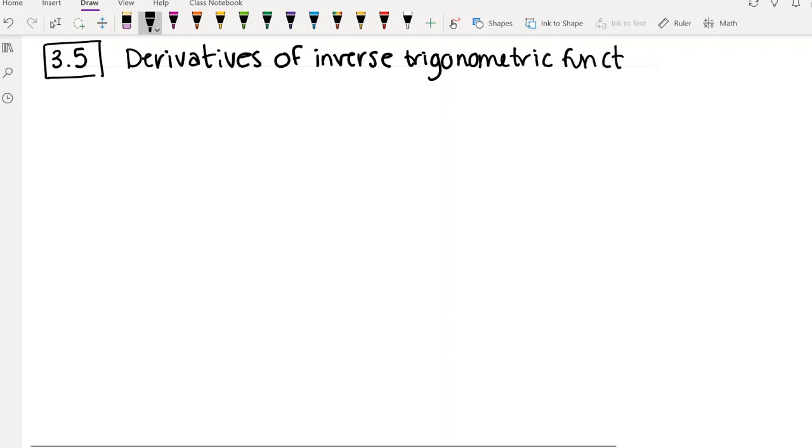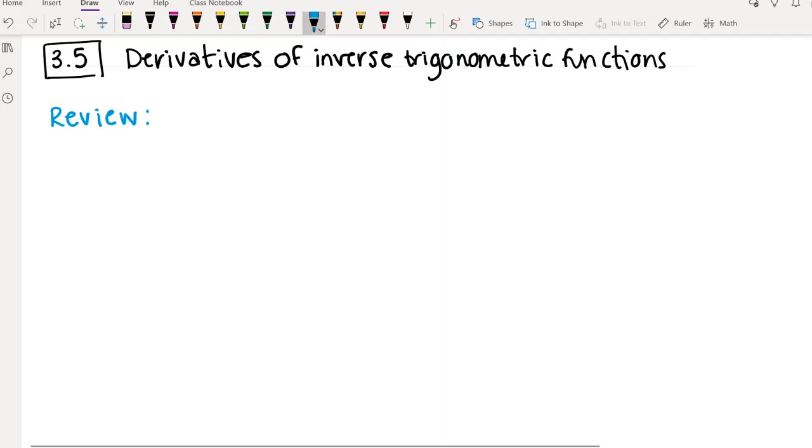So before we get into actually taking the derivatives, I just want to do a very quick review on how inverse trigonometric functions work, because it will help us understand how we come up with their derivatives. So this is a quick review.